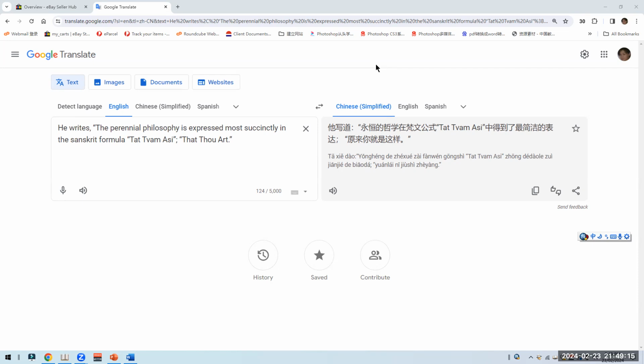He writes the perennial philosophy is expressed most succinctly in the Sanskrit formula tat tvam asi, that thou art. He writes, the perennial philosophy is expressed most succinctly in the Sanskrit formula.